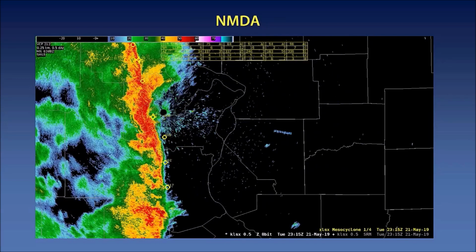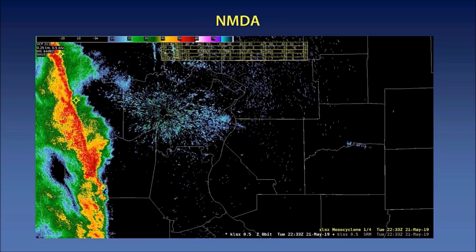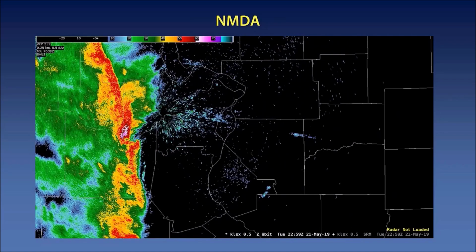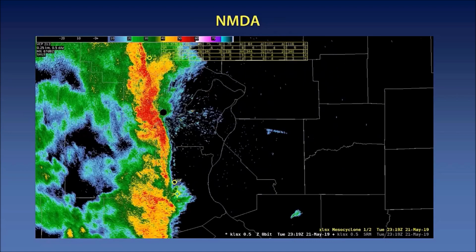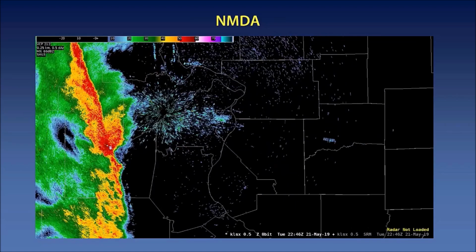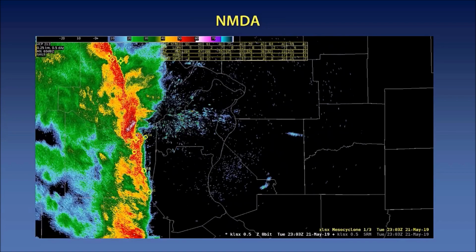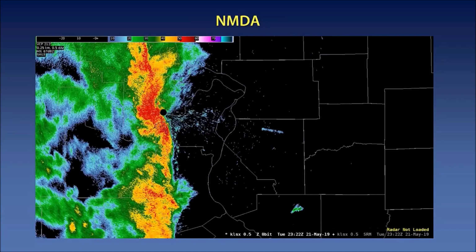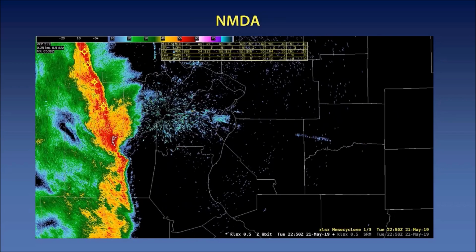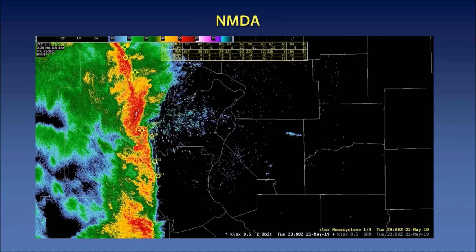This is the QLCS that moved into the St. Louis area on Tuesday. As we look through here, you can see a couple of things. Up on the northern part of the line, you can see several spurious NMDA detections of mesocyclones that were likely just associated with spurious velocity, not really legitimate couplets. So the new algorithm did seem a little bit sensitive with that.